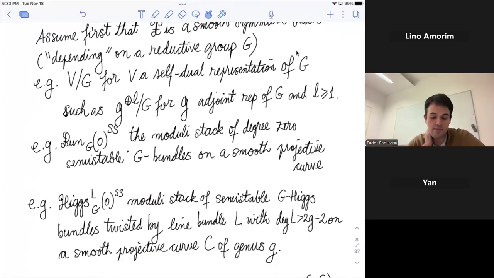Then, as I mentioned, the moduli of semi-stable G-Higgs bundles on a smooth projective curve C, semi-stable and twisted by a line bundle of degree larger than the degree of the canonical bundle on C. So this twist is needed to obtain a smooth stack.